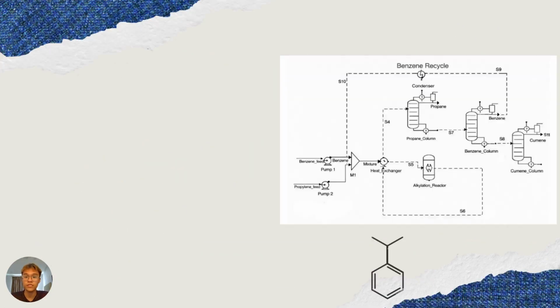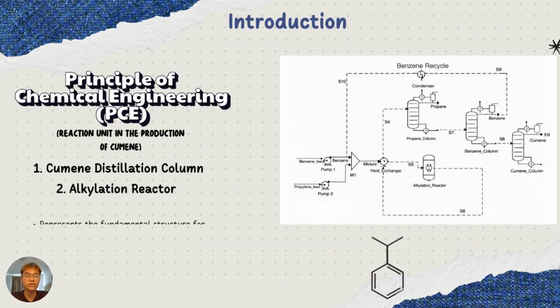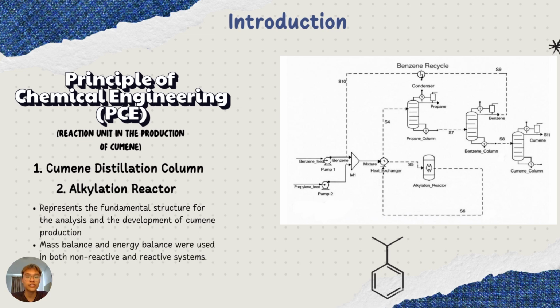So today I will be presenting the introduction for the PCE part. So first of all, this section introduces the reaction unit in the production of cumin. The main equipment involved are the cumin distillation column and the alkylation reactor.